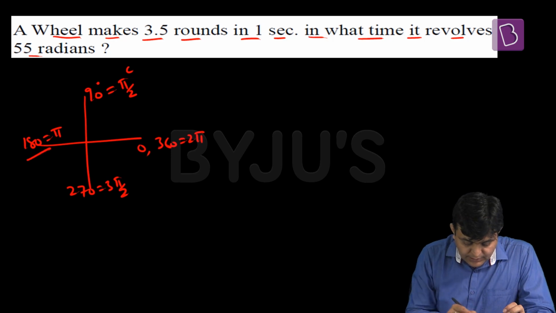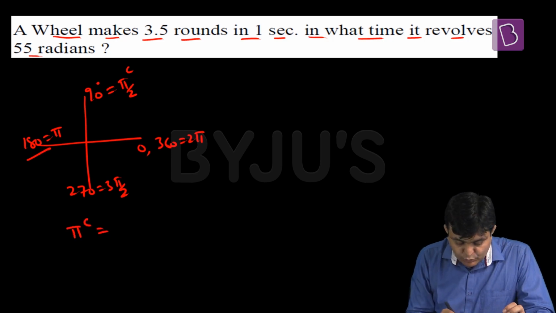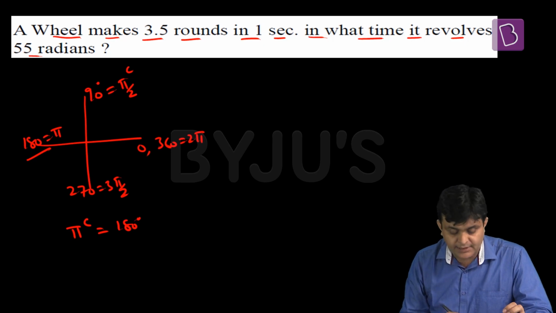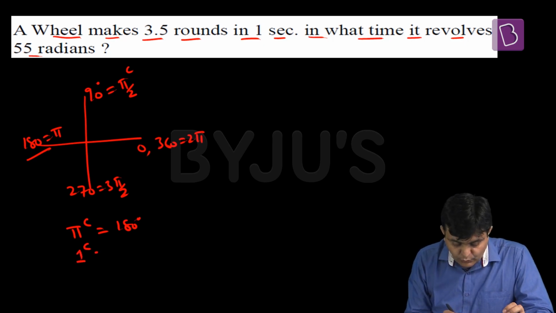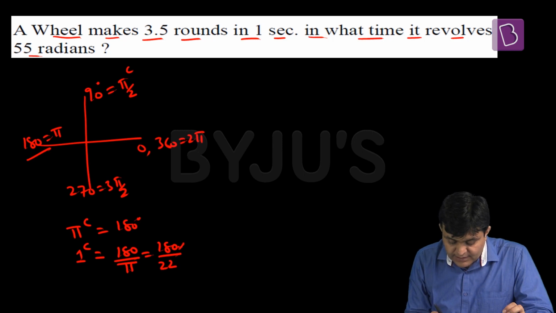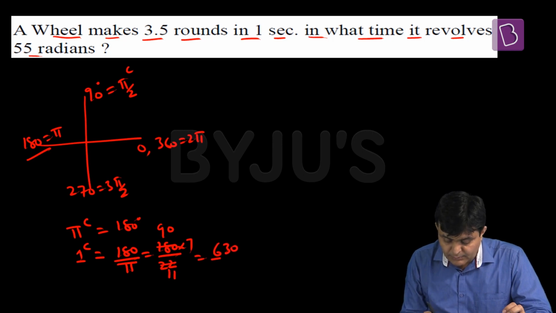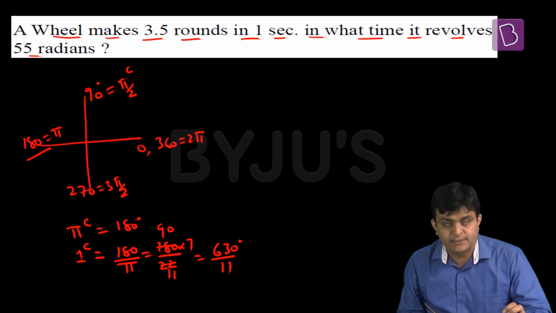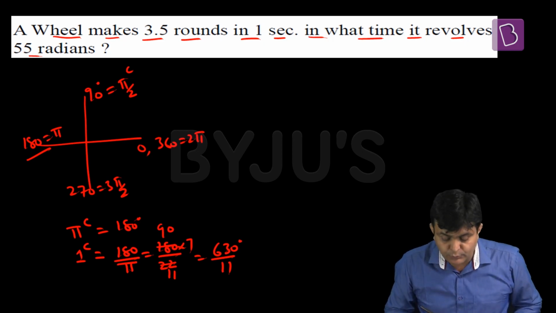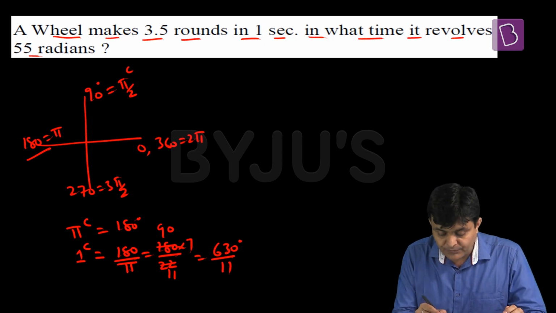Say from this, pi c is equal to 180 degree, right? So 1c, 1 radian is 180 divided by pi, but we know pi is 22 by 7 and 7 comes upside. By 2 it is 90, cancel out by 2 and it is 11. So it becomes 360 by 11. It is in degree, right? Okay. And one thing more, what we see in a clock: hours, minutes and seconds.